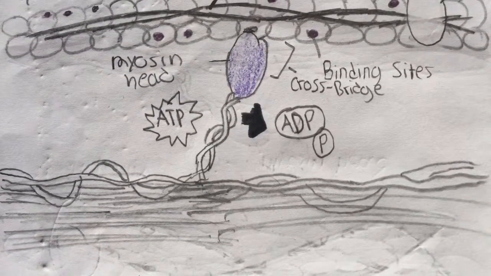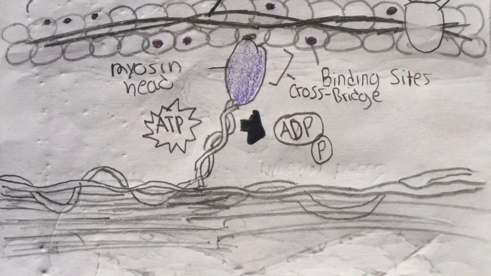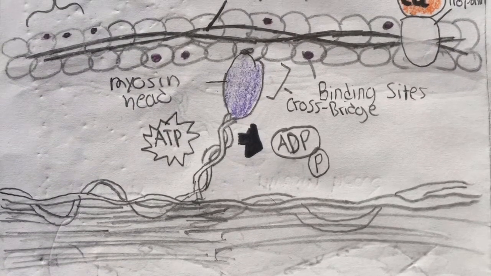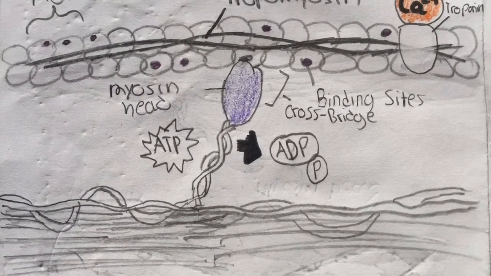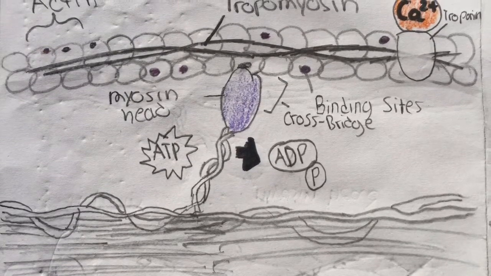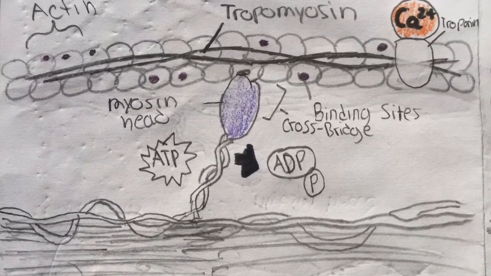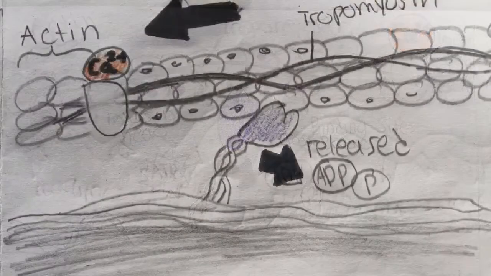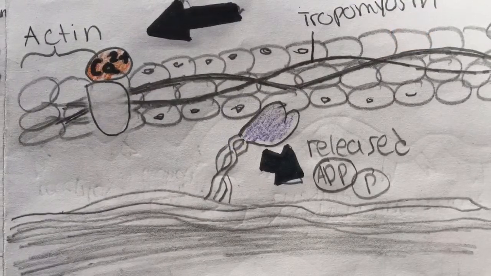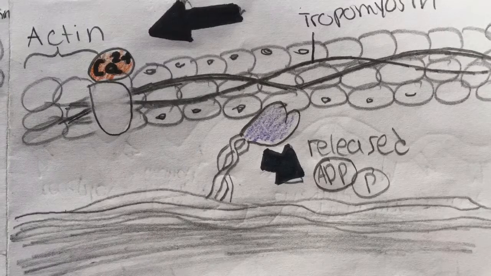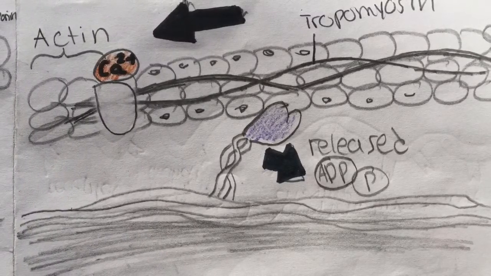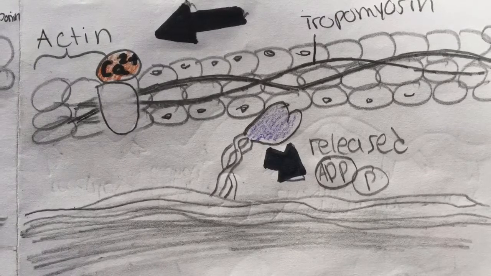ATP is then hydrolyzed into ADP and an inorganic phosphate, which energizes the myosin head to hook onto the binding site and create a cross bridge. The myosin head then pulls the Z line and the actin towards the center of the sarcomere. This action is called the power stroke.